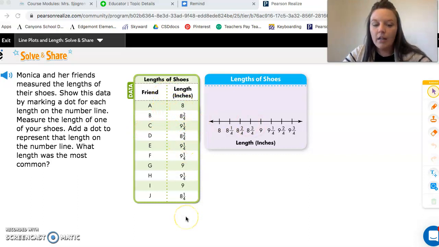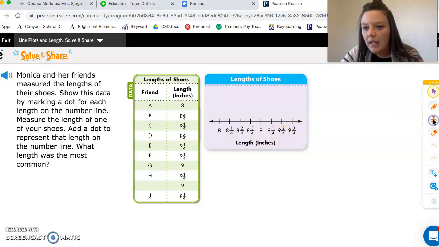So here are our lengths, all in fourth measurements. And if you look carefully, the number line starts at the lowest number, which is 8, and it ends at the highest number, which is 9 3/4. And it goes in order: 8, 8 1/4, 8 2/4, 8 3/4, 9, because we know that 8 4/4 would really just be 9. 9 1/4, 9 2/4, 9 3/4.